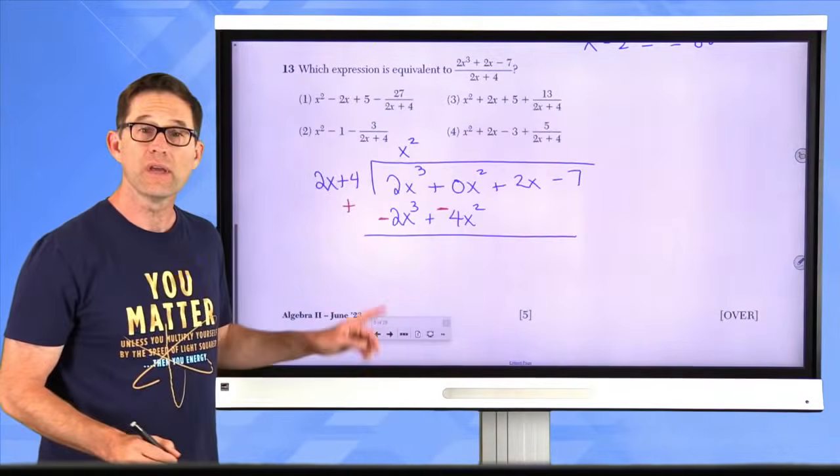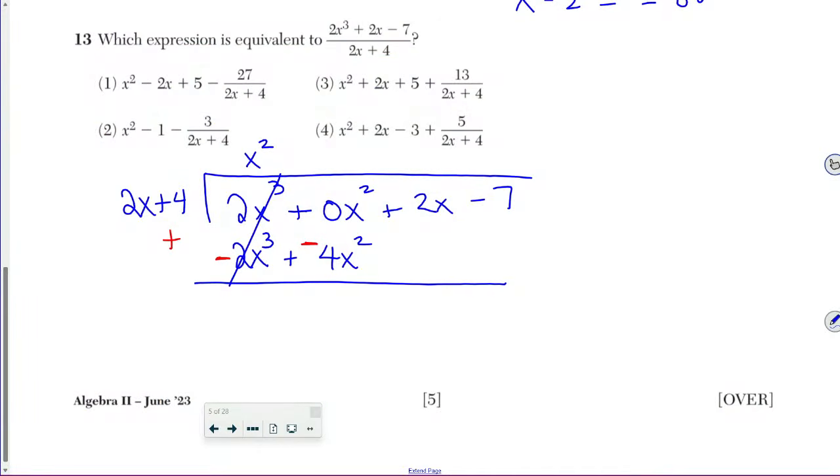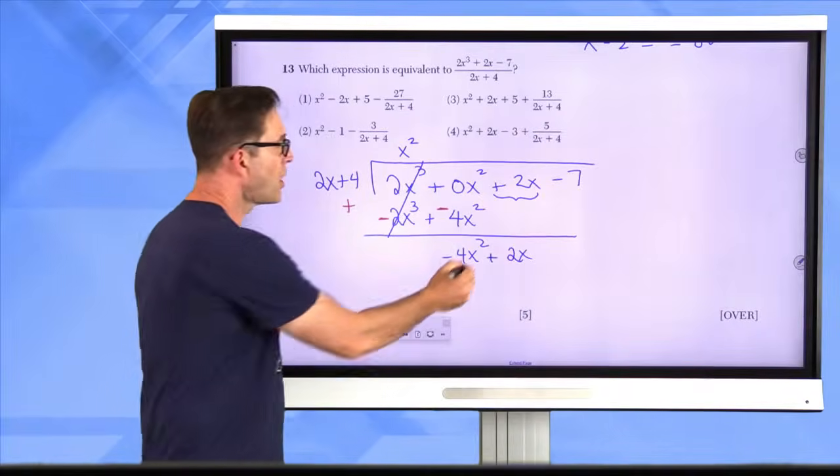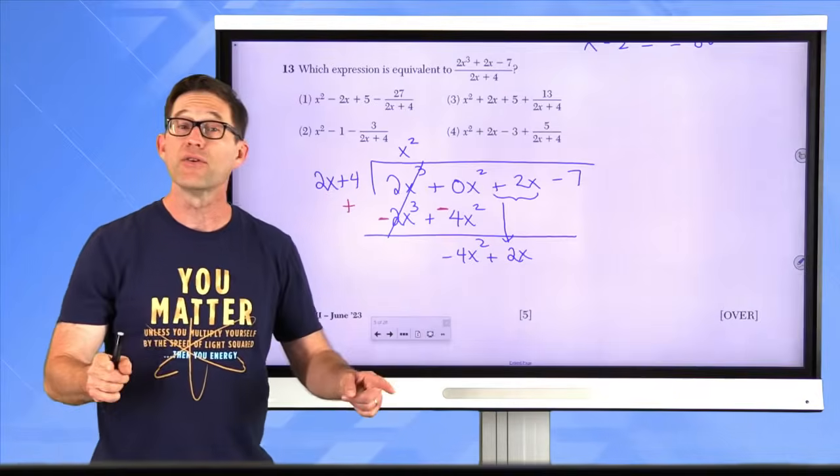That's not really an issue here, but when I add these two together, these eliminate. 0x squared and negative 4x squared is negative 4x squared. And then I'm going to drop this down, plus 2x. Always, just like normal long division, that drops right on down. Now I'm going to do the same game.